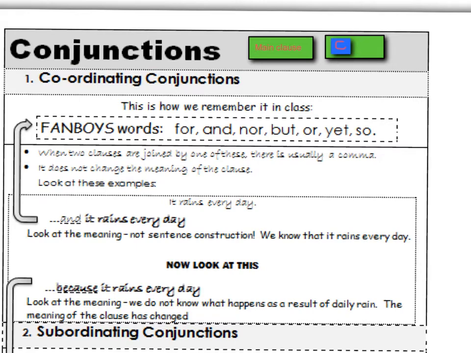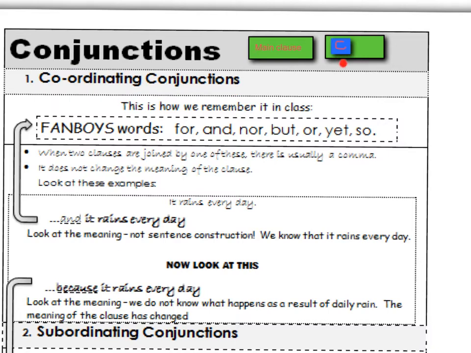Like I said, every sentence has a main clause, but if there is another clause, it has to be joined using a conjunction. You can join it using one of two types of conjunctions: the coordinating conjunction, which is the one we're going to look at now, and another one called the subordinating conjunction. Now let's first look at the coordinating conjunctions.